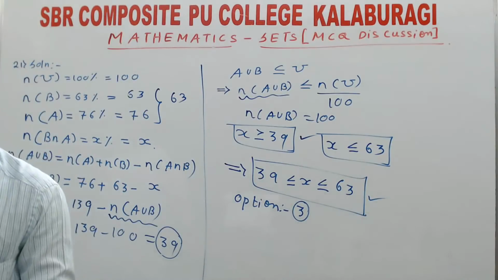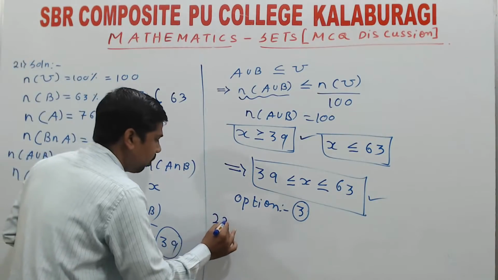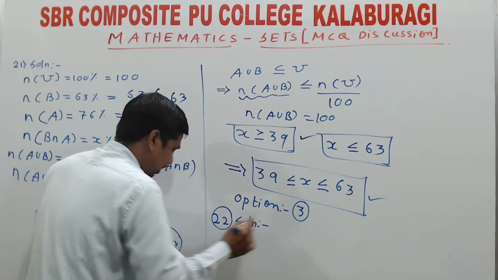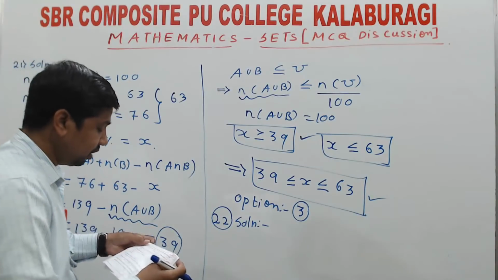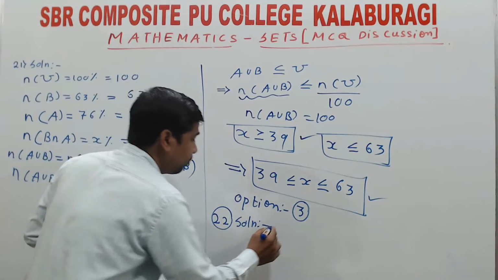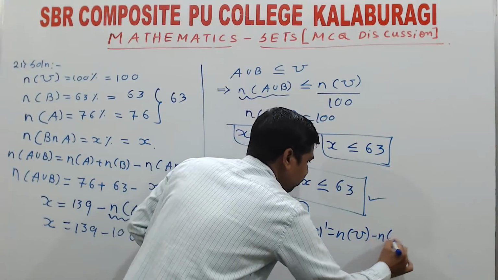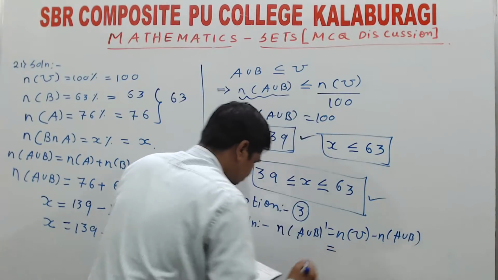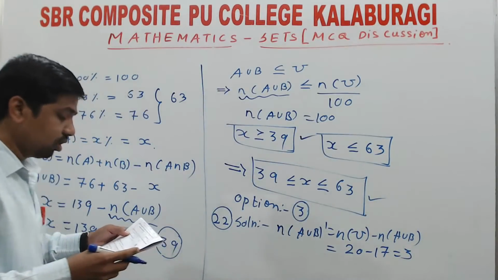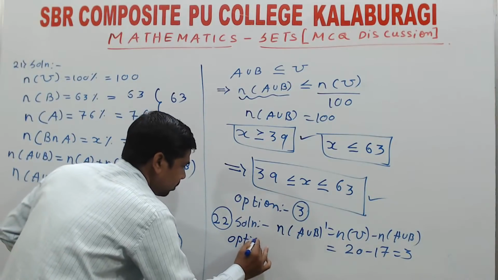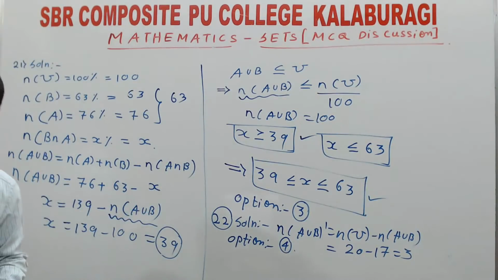So this was about question 21. Now we'll go for 22. I think 22 we already solved. This is the same question, repeated once again. It was the 7th question, right? So 22, you define n of (A union B)' or n of U minus n of (A union B), right? So n of U was 20, minus 17 is equal to 3. So for 22, your fourth option is correct. Option 4, right? 22 is already solved in today's class.